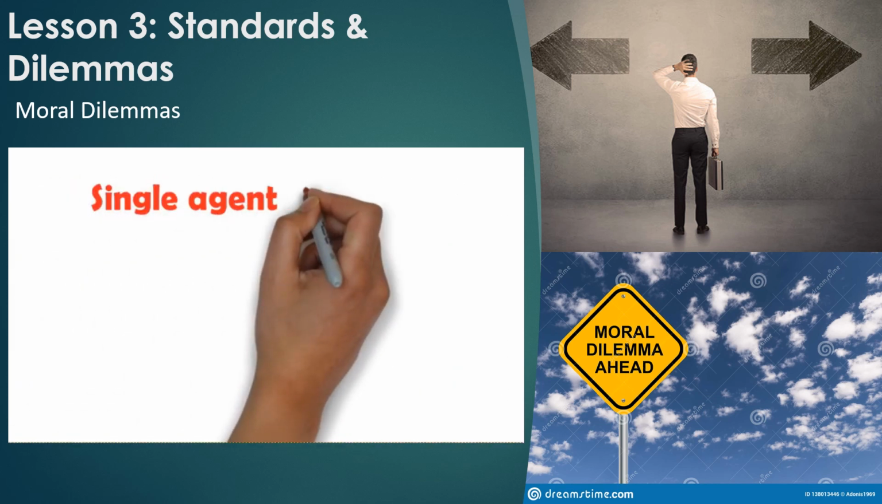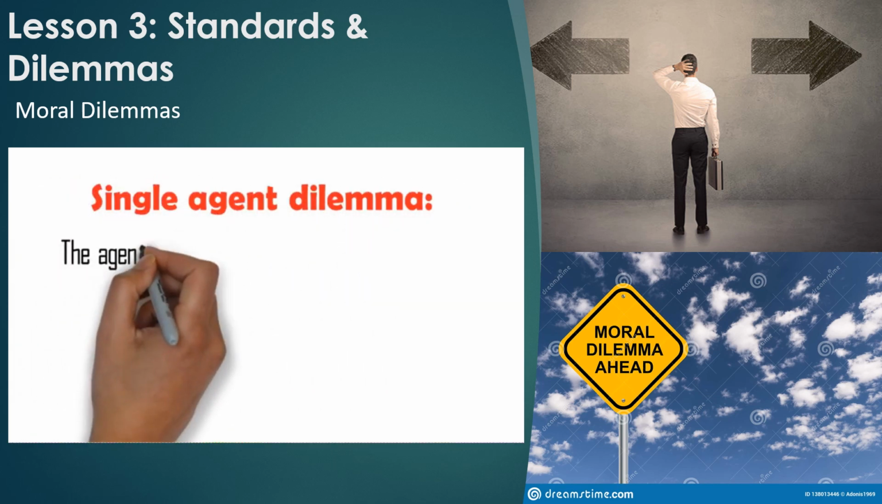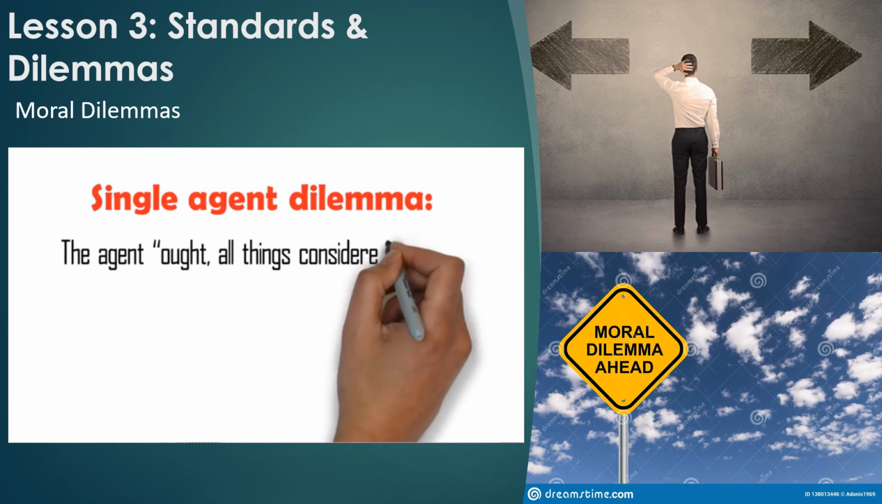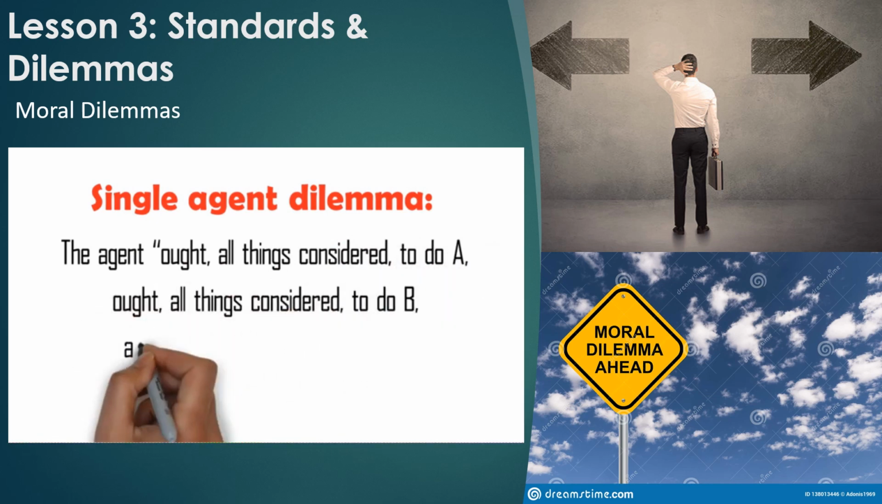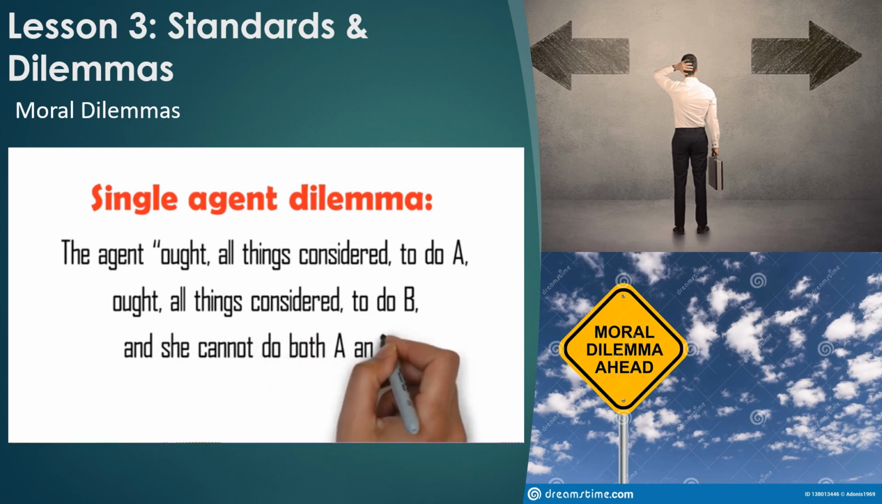Finally, in a single-agent dilemma, the agent ought, all things considered, to do A, ought, all things considered, to do B, and she cannot do both A and B. In other words, the moral agent is compelled to act on 2 or more equally valid moral options, but she cannot choose both.